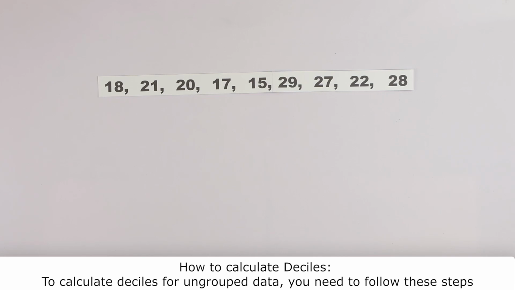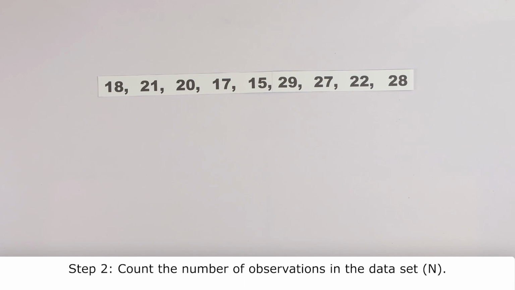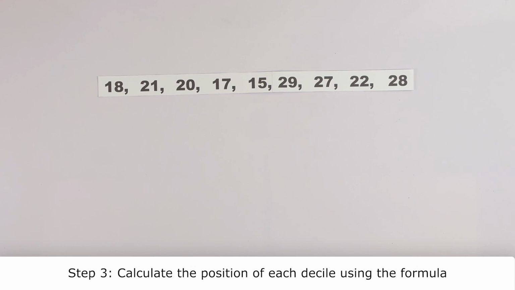To calculate deciles for ungrouped data, you need to follow these steps. Step number 1. Sort the data in ascending order from lowest to the highest. Step number 2. Count the number of observations in the dataset, denoted by N. Step number 3. Calculate the position of each decile using the formula.